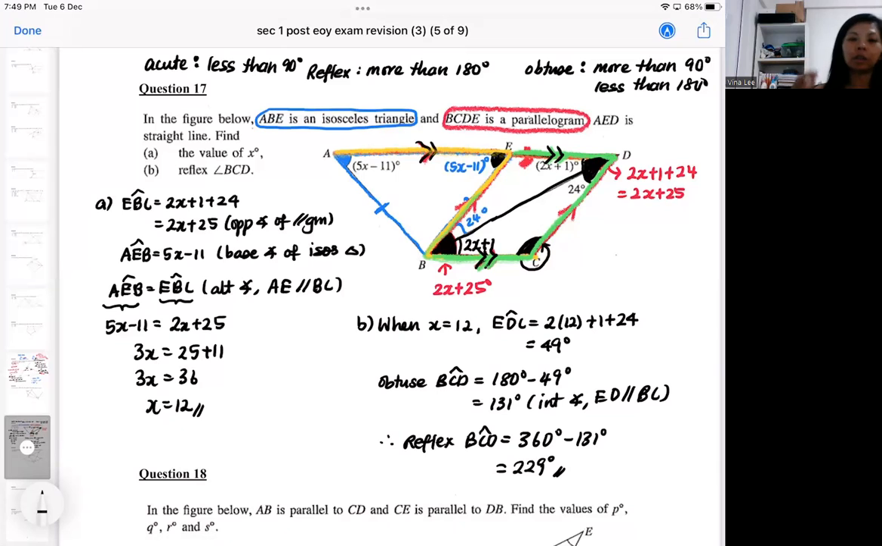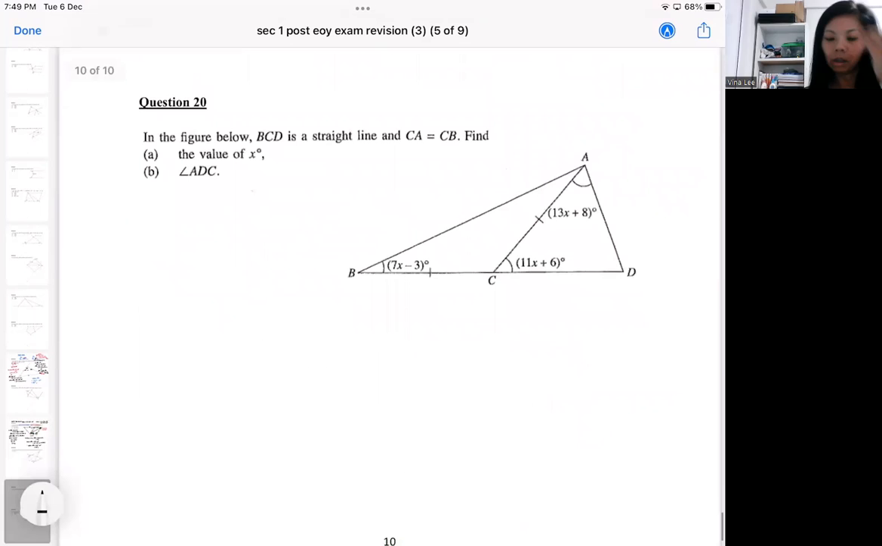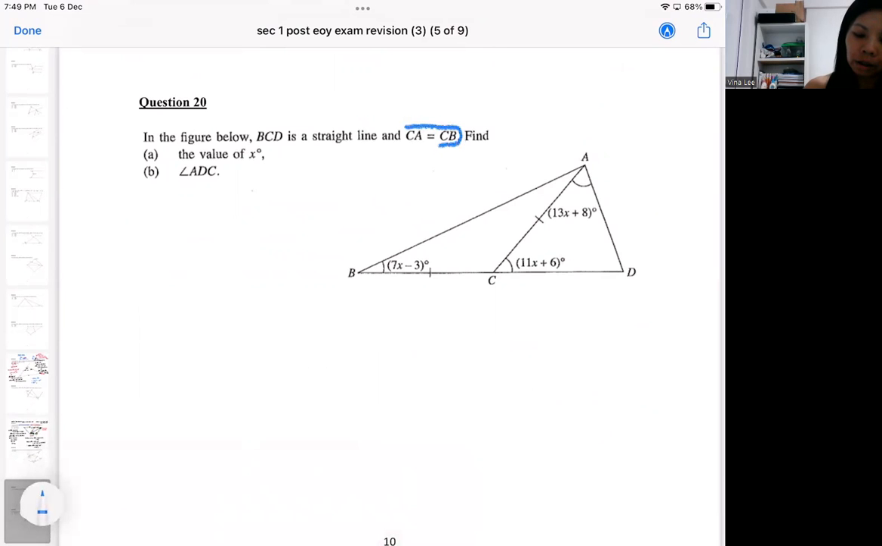So there are some features, some property that you use to solve for X, and it's subsequently needed in the second part. So for question 20, it is the same thing. You also need to find the value of X, and it has to come from some property. So again, I've got to read the question first. So these two lengths are the same. When these two lengths are the same, I will know that this is an isosceles triangle.